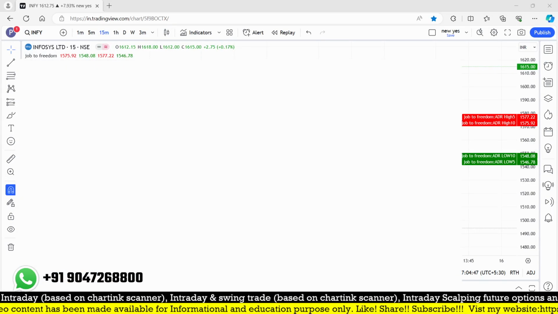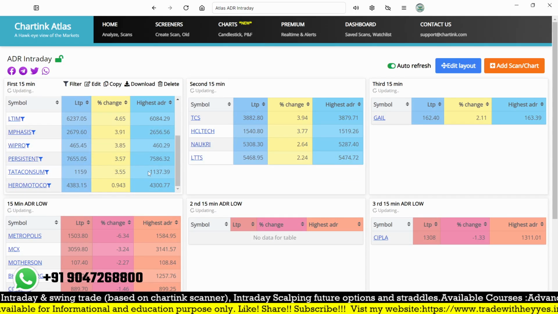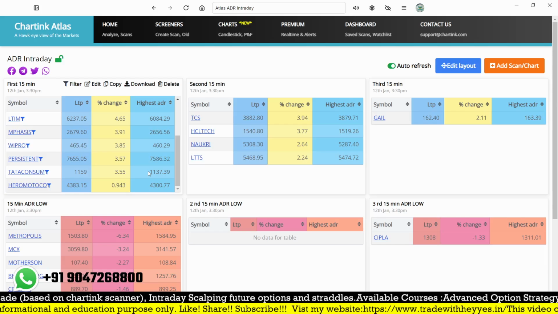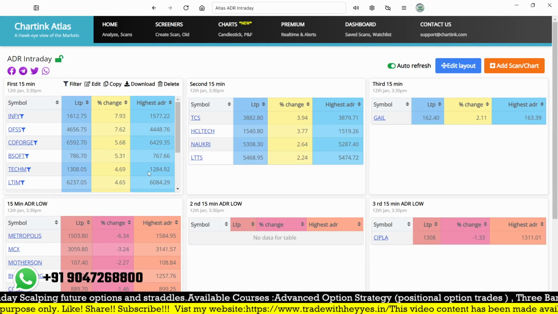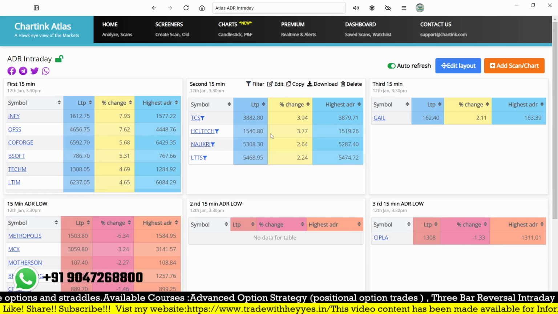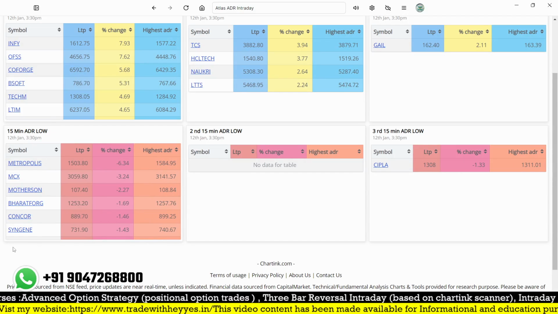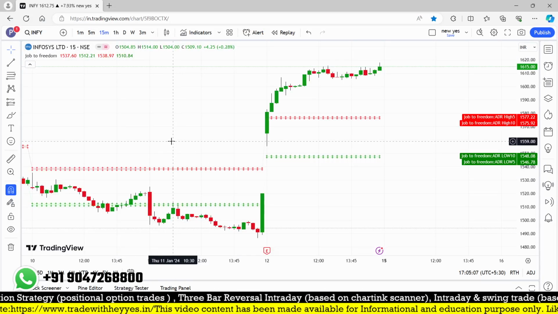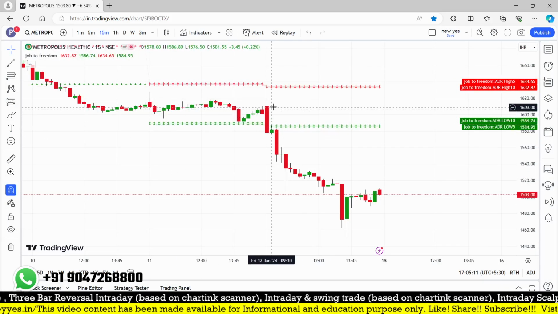Based on the scanner, we are not going to select 10-20 stocks from whatever came into the scanner. I need to select 1 or 2 stocks for my intraday opportunity when I get it, and I will be exiting very quickly. And on the downside today, the overall market is positive. All the sectors were positive, but some stocks like Metropolis, MCX, Mothersumi are on the downside. So let me go for Metropolis, where the first candle closed below.